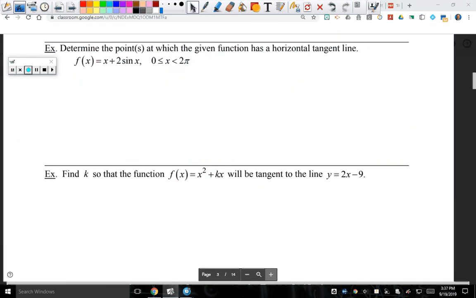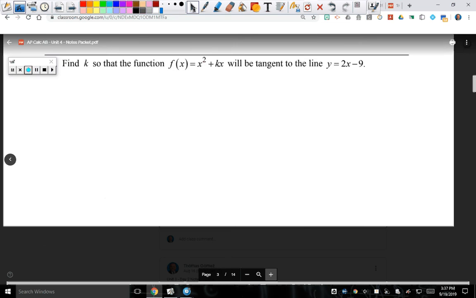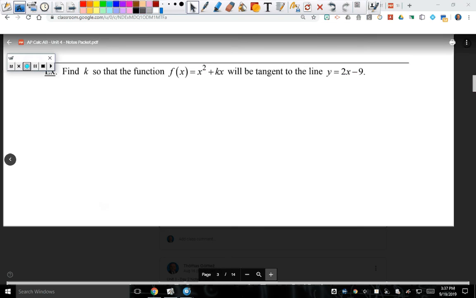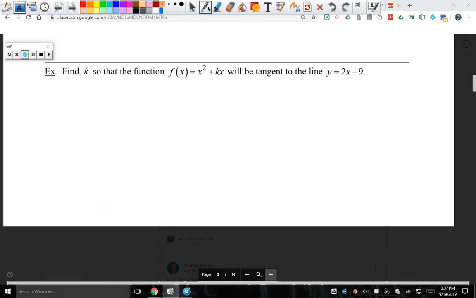Here we go, our last example. We have: find k so that the function will be tangent to this line. Do you see what's going on? In your words, tell me what we're trying to do.